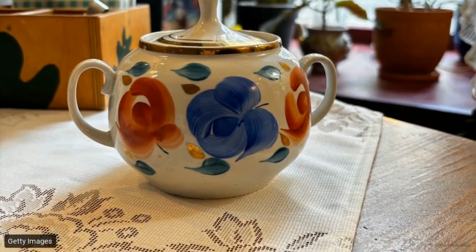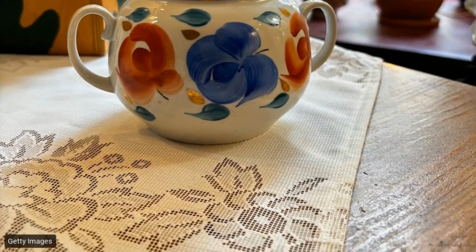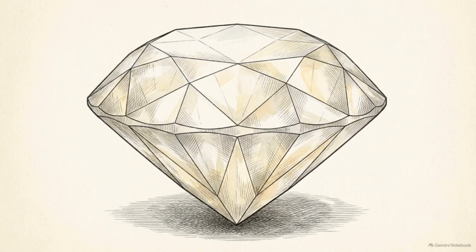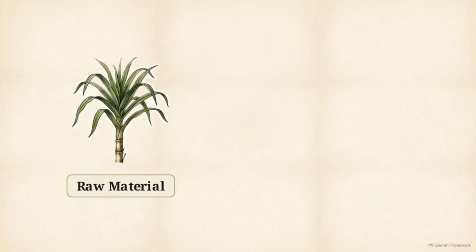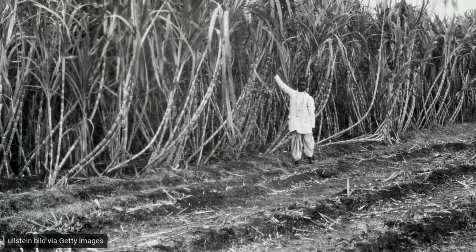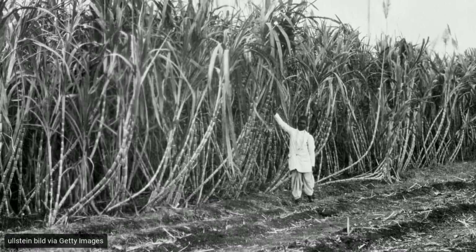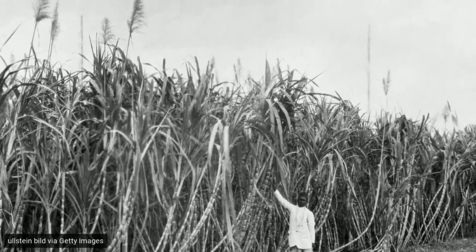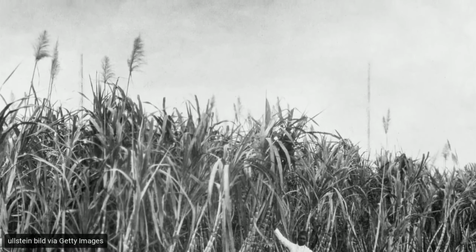Every morning, millions of people reach across a kitchen table, scoop up a few white crystals, and stir them into a cup of tea or coffee. It is easy to overlook the origin of those crystals, or how a tall, grass-like plant transforms into the pure white grains sitting in that bowl. This is sugarcane. It grows in dense, massive fields of towering stalks that bear no resemblance to the refined ingredient used in a modern kitchen.